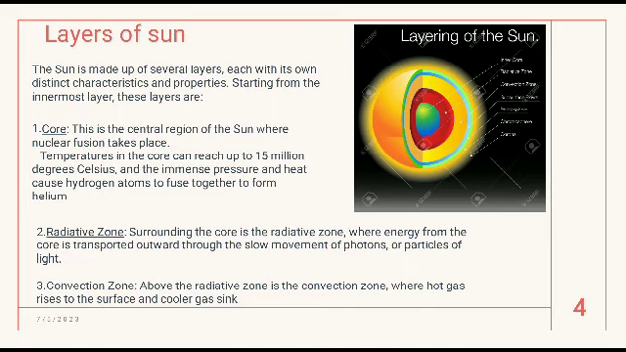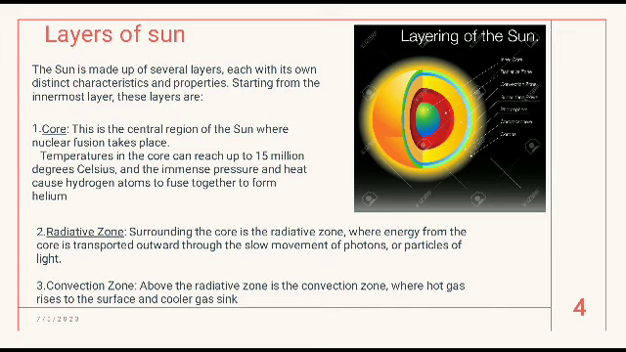The layers of the sun. The sun is made up of several layers, each with its own distinct characteristics and properties. Starting from the innermost layer, the core. This is the centermost region of the sun where nuclear fusion takes place. The temperature in the core can reach up to 15 million degrees Celsius, and immense pressure and heat cause hydrogen to fuse together to form helium.